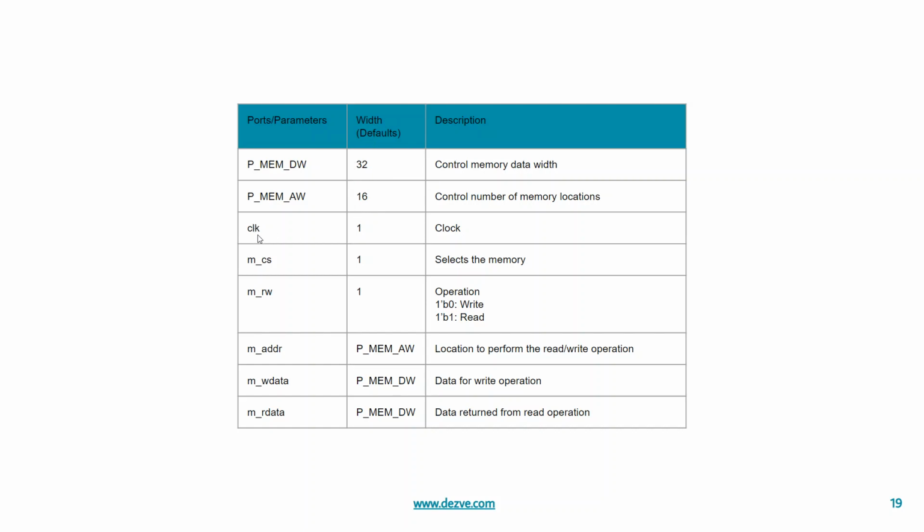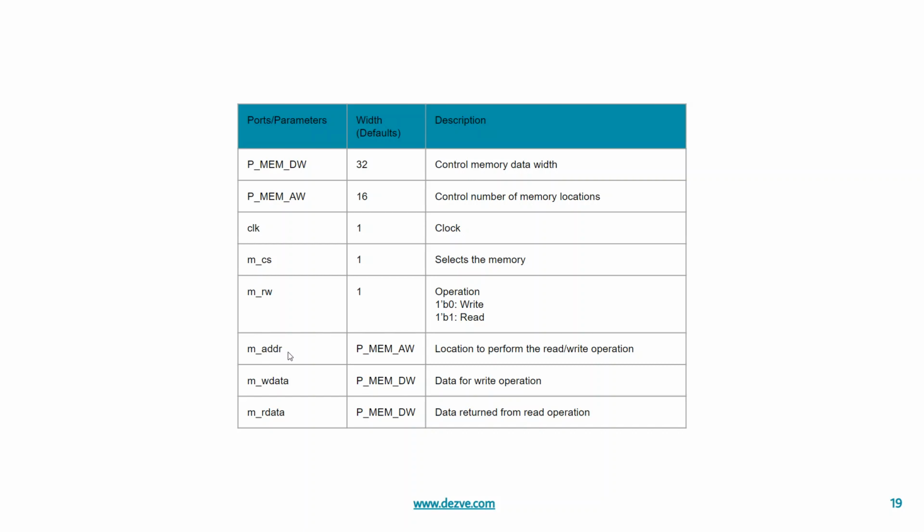It has a port named clock, so this memory is a synchronous memory. It also has an input pin called chip select. This pin when high indicates that we have selected this memory for a read write operation. Then we have a pin called MRW, which indicates what type of operation we want to perform, whether it's a read or a write. When the value of this is 0, it indicates write, and when this value is 1, it indicates read.